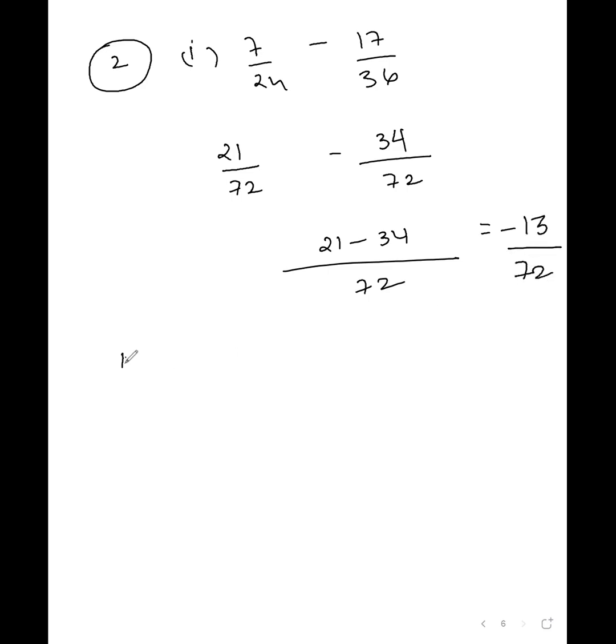Next part. 5 by 63 minus 6 by 21. First of all, whatever brackets are there. Hiba, remember this. Have you studied BODMAS?